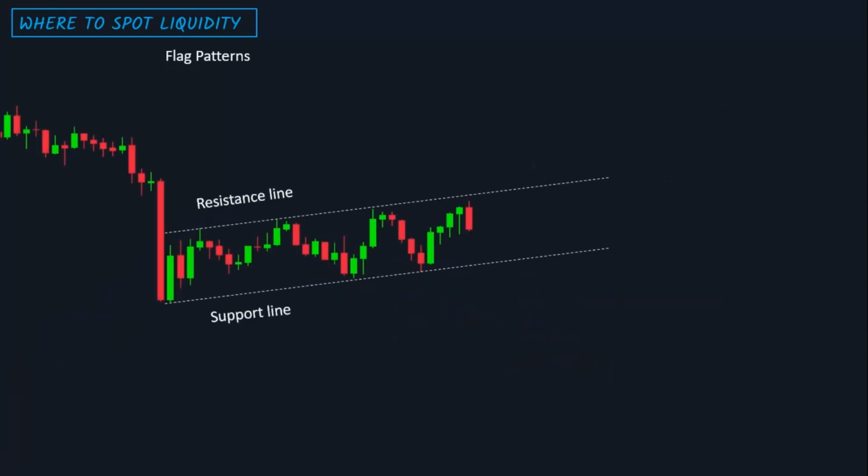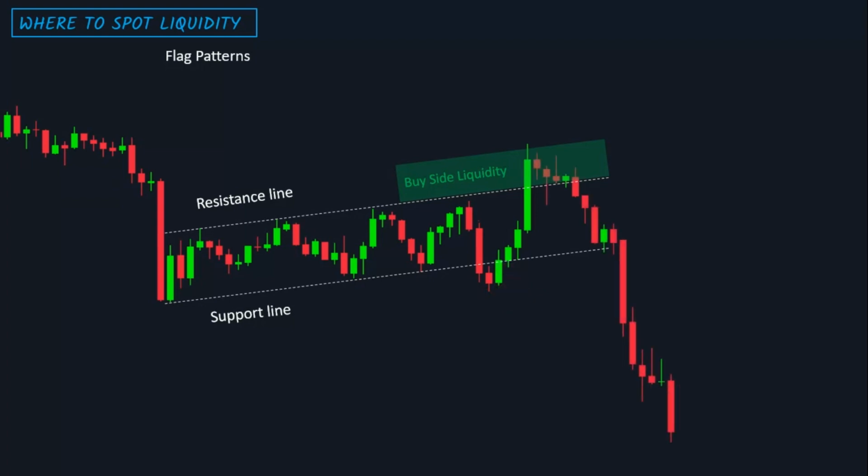In a bearish flag, the opposite dynamic unfolds. Price dips below the flag's support line, creating the illusion of a breakdown. Retail traders rush to sell, placing stop losses above the resistance line. Smart money then drives price upward, sweeping buy-side liquidity, trapping sellers, before resuming the downtrend with even greater momentum.